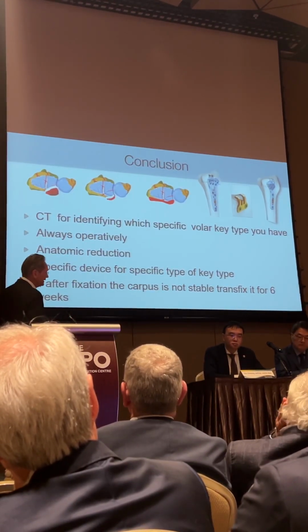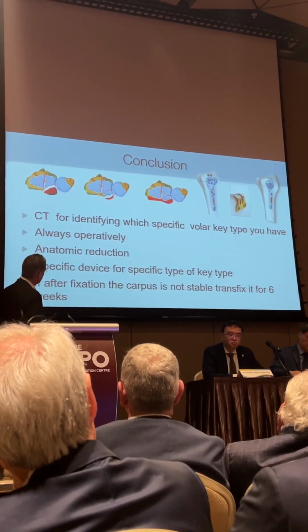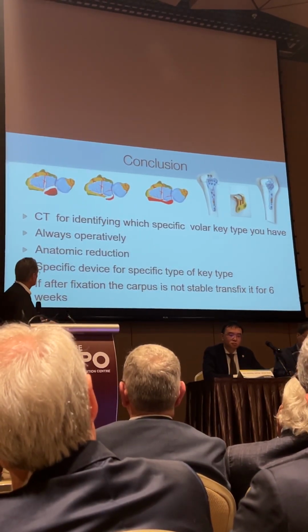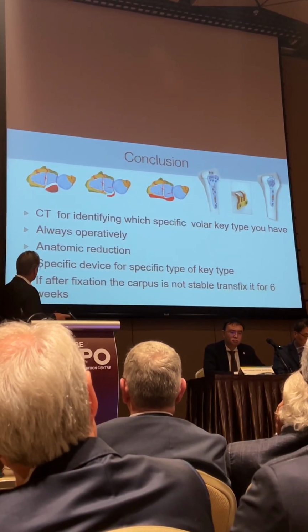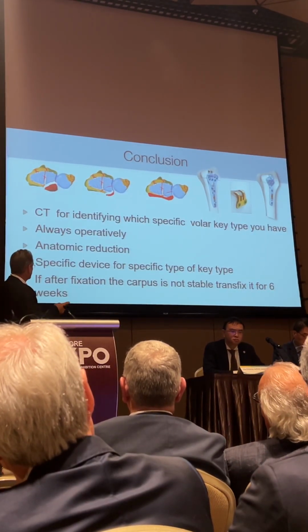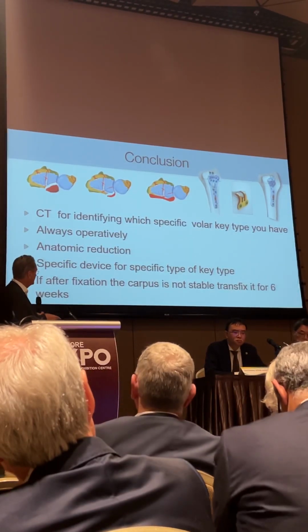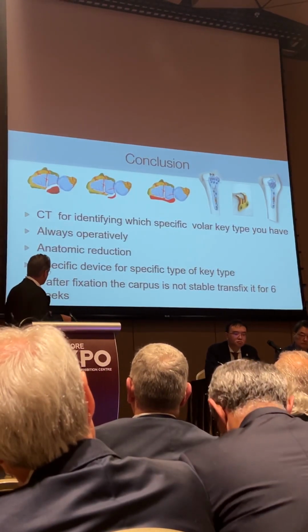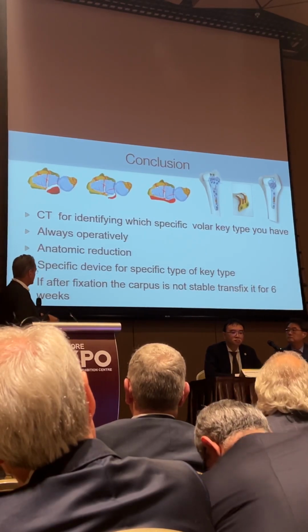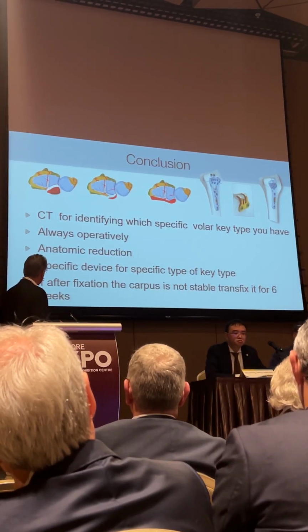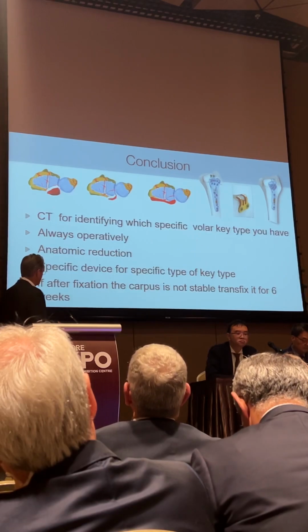So the conclusion is: a CT scan for identifying which specific volar key type you have, always operatively, anatomic reduction, maybe arthroscopically assisted, a specific device for the specific key type. If after fixation the carpus is not stable, transfix it for 6 weeks and remove it after cast removal.